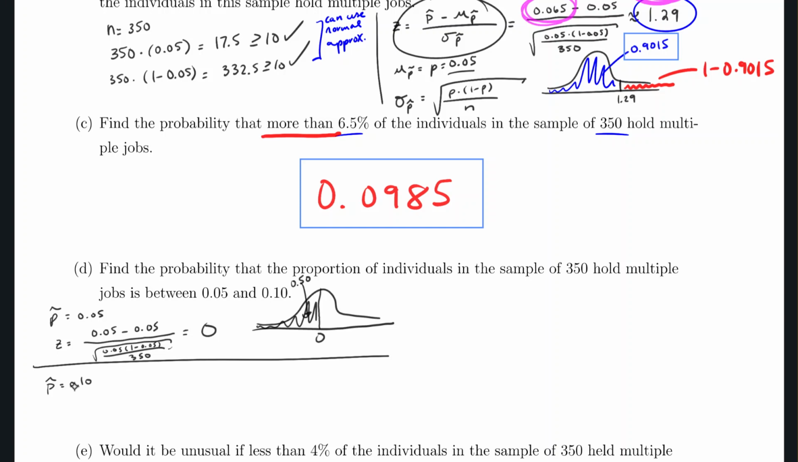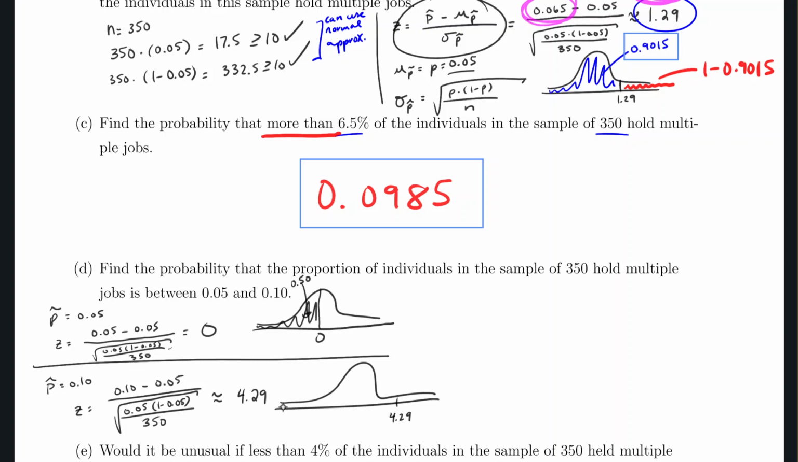Let's do the new calculation for the sample proportion of 0.10. That z is equal to 0.10 minus 0.05, divided by the square root of 0.05 times 1 minus 0.05 divided by 350. Okay, type this in the calculator, round to 2 decimal places. If you haven't already, pause and verify. You get 4.29. Now I've got my z-score, 4.29. Far to the right. Let's bring up our chart and see what area is to the left of that.